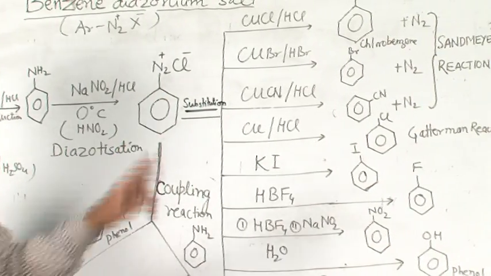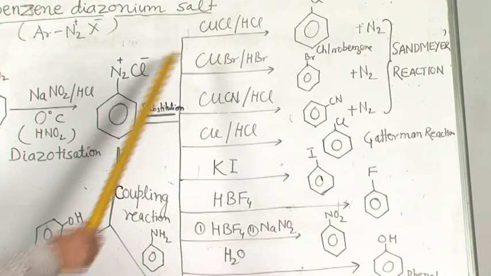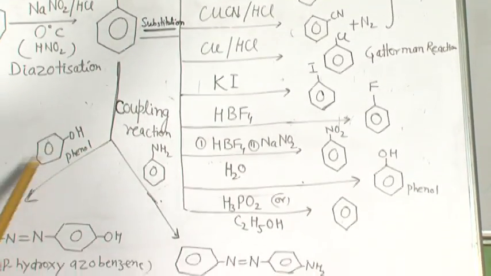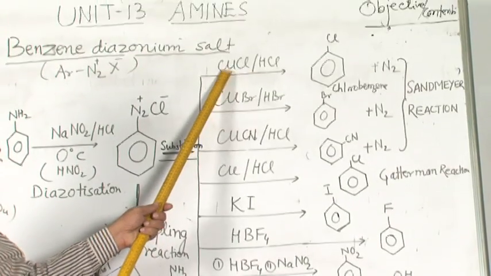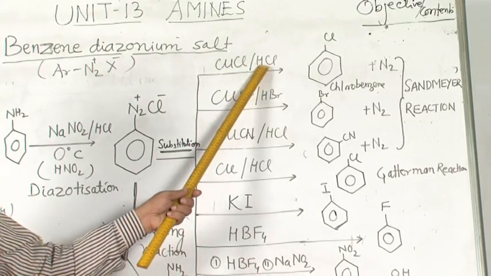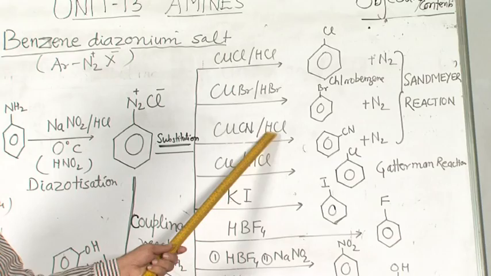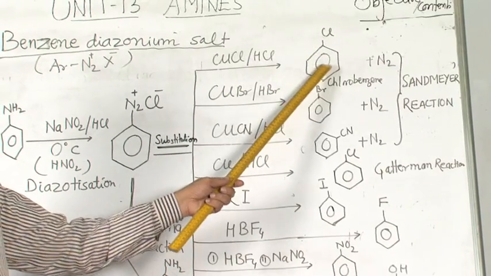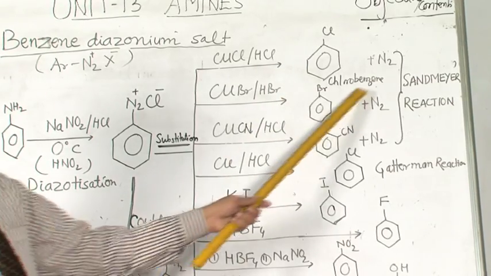There are two major reactions. One is substitution reaction. These all are substitution reactions. And another one is coupling reaction. Substitution reactions, first three: when it is treated with copper chloride in hydrochloric acid, copper bromide with hydrobromic acid, copper cyanide with HCl, this forms chlorobenzene, bromobenzene and benzene nitrile. This reaction is known as the Sandmeyer reaction.